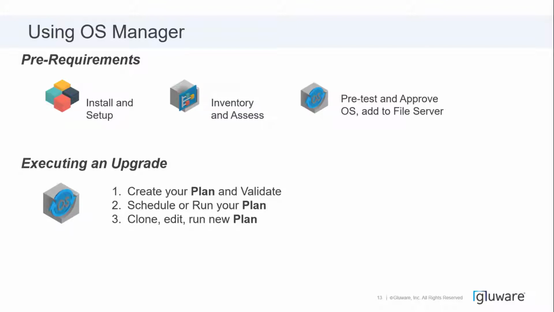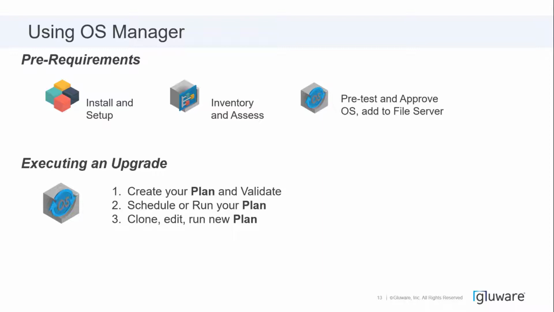Well, there's a few prerequirements. You need Gluware installed and set up, and the app running and licensing there. Next is you inventory your network devices. You bring them into Gluware, and optionally you can run that assessment. Oftentimes this is a really important step because you want to know what operating systems am I running, what are they exposed to. Then using OS Manager, you can pre-test the operating system upgrades in a lab, and essentially you're validating the operating system that you're going to be deploying. And once you validate that, you have to ensure it's added to our file server so that we can service that image.